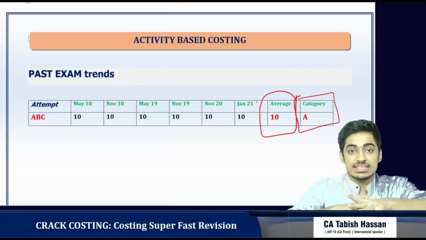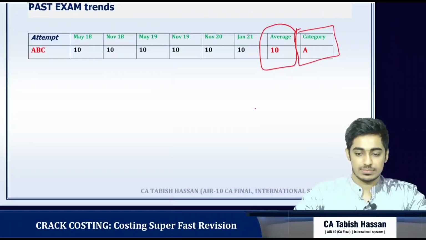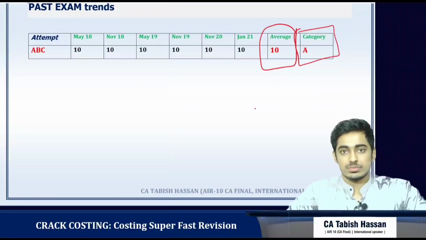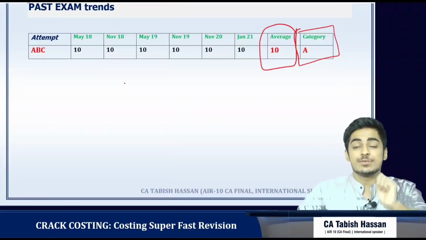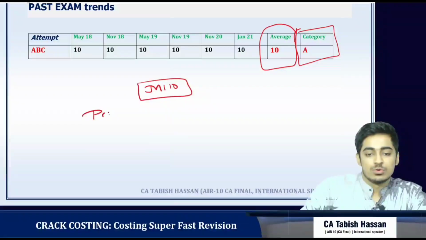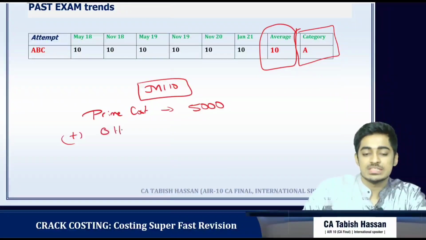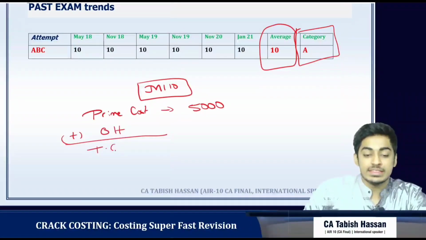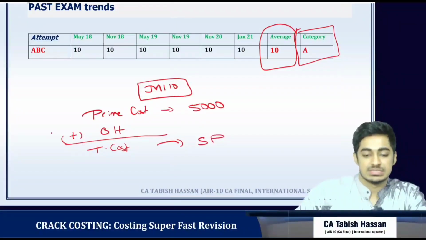Let's first set our foundation right. Suppose we are manufacturing the phone MI10. We know the prime cost of manufacturing the phone as 5,000 rupees. Now we want to know how much is the overhead to be charged so that we get the total cost, and based on the total cost, we determine the selling price.